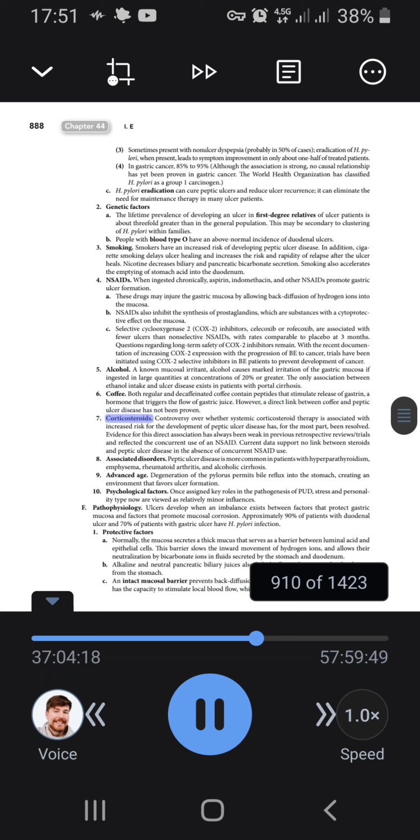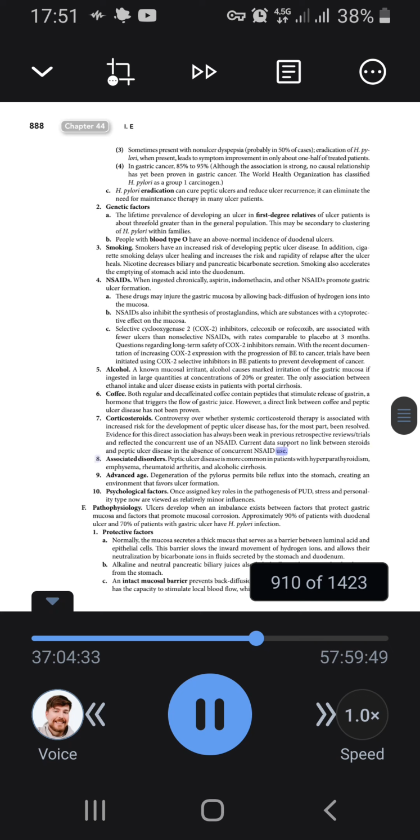7. Corticosteroids. Controversy over whether systemic corticosteroid therapy is associated with increased risk for the development of peptic ulcer disease has, for the most part, been resolved. Evidence for this direct association has always been weak in previous retrospective trials and reflected the concurrent use of an NSAID. Current data support no link between steroids and peptic ulcer disease in the absence of concurrent NSAID use.